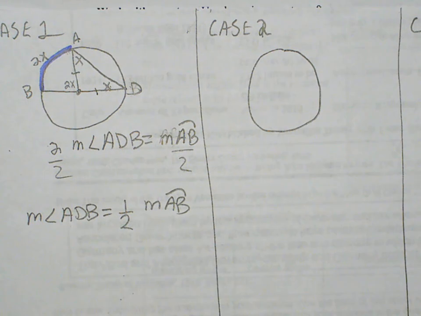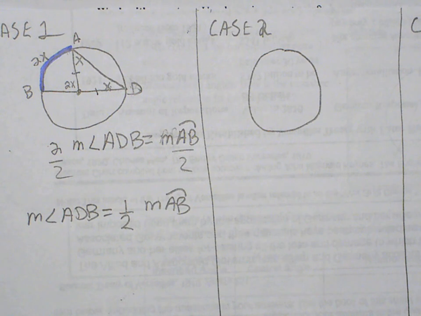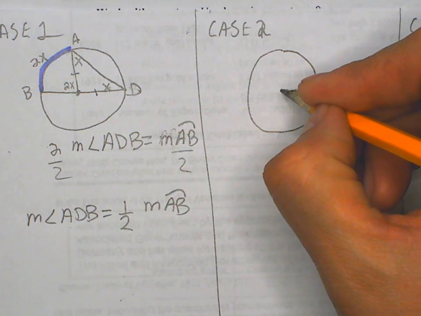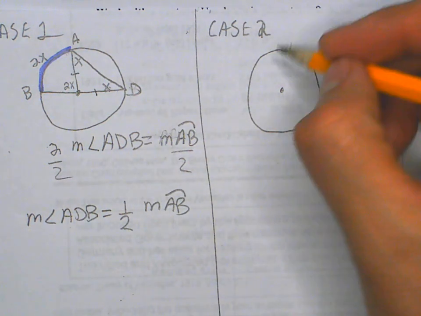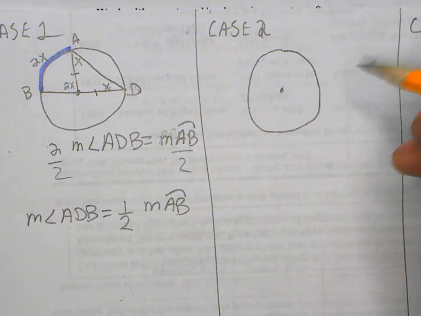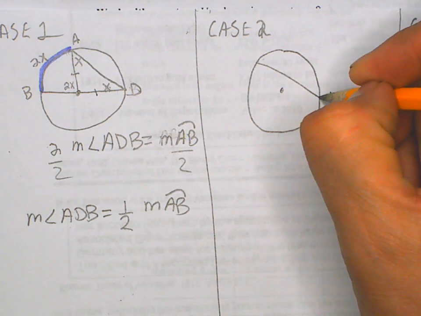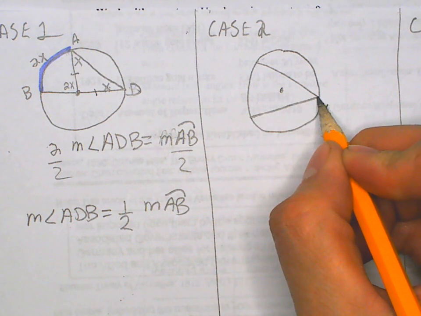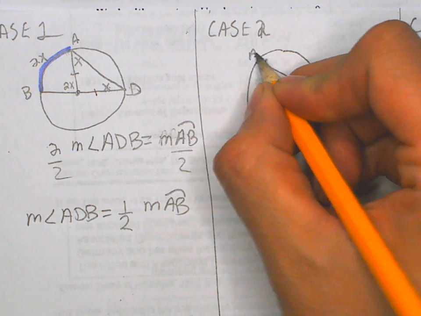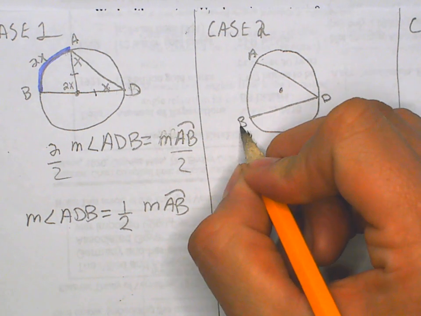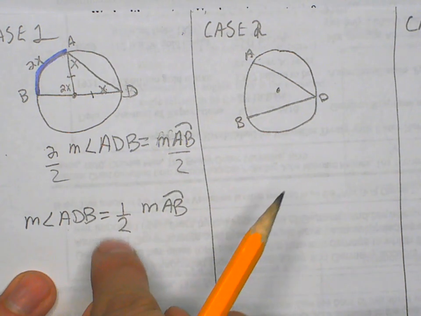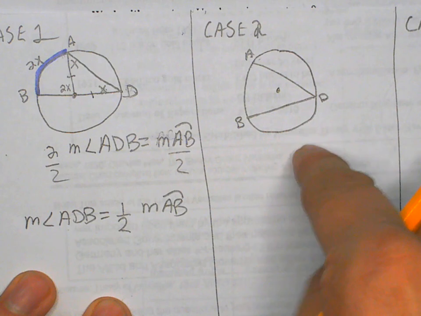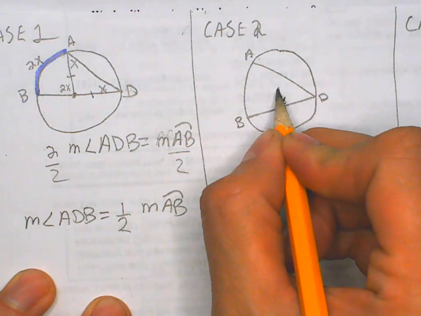So now let's take a look at the second scenario. Now in the second scenario, the center of the circle is going to be inside the circle. It's going to be inside the inscribed angle. Okay, kind of like this. Okay, so we're going to call this A, D, and B. So what we're going to do here is use this same idea from case 1, but we're going to use it twice over here. So what I'm going to do is create a diameter.